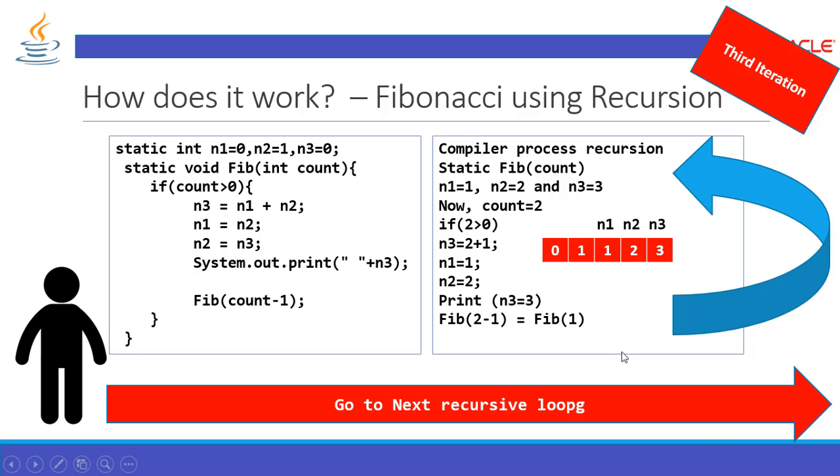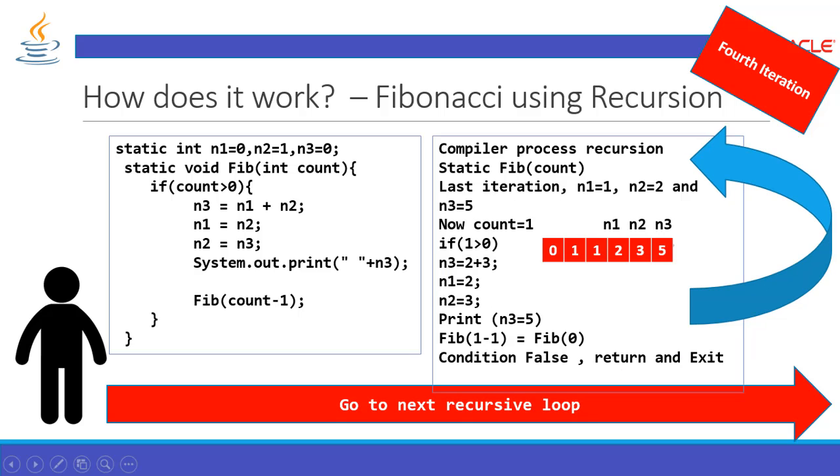Now count is 1. So in this case, this recursion method is again being called. So in this iteration, as you can see, the last iteration equals 5. Since n1 equals 2, plus 3, that is 5. So this will print 5. Now after this iteration, since count minus 1 becomes 0, that means the condition is false now. So it will return, exit, and print all the series. So this is how it works.